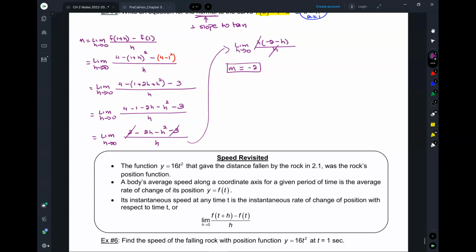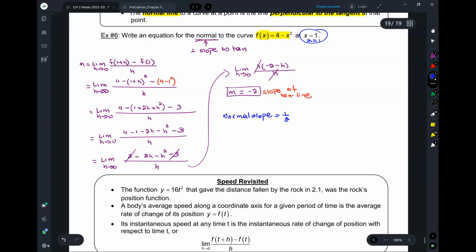Okay? So the slope is -2, but this is now the slope of the tangent line. The normal line is perpendicular to the tangent, so I need the perpendicular slope to this. 1/2. So the normal slope is 1/2. And we want an equation of the normal, right? We want the equation of the line.